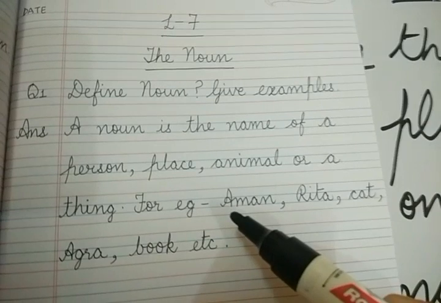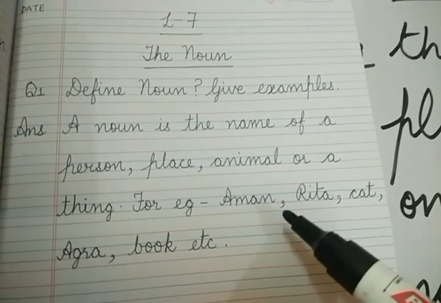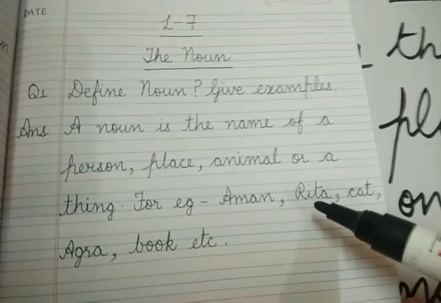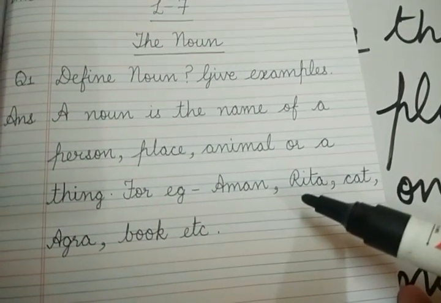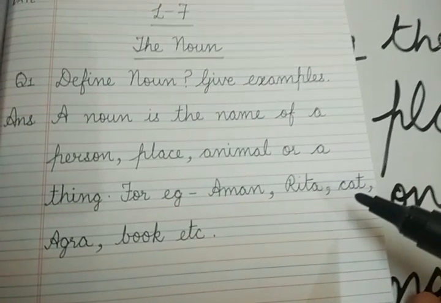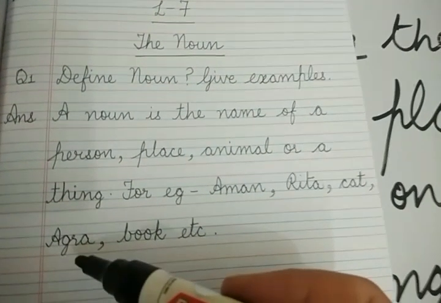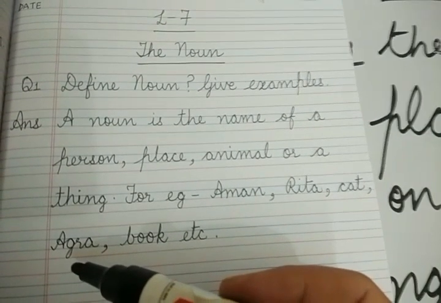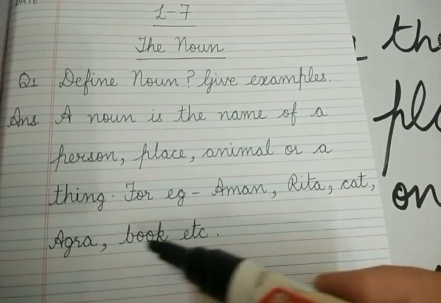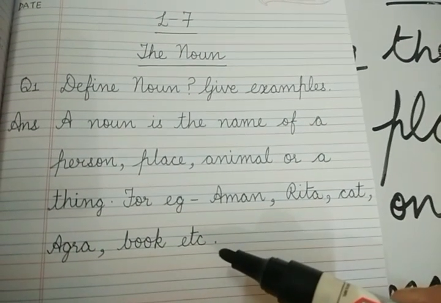For example, Aman. Aman, A you will write capital as it is the name of a person. Comma, Rita. Rita, again you will write R capital as it is the name of a person. Comma, cat, comma, Agra. Here Agra, again you will write A capital as it is the name of a city. Comma, book, etc. Full stop.